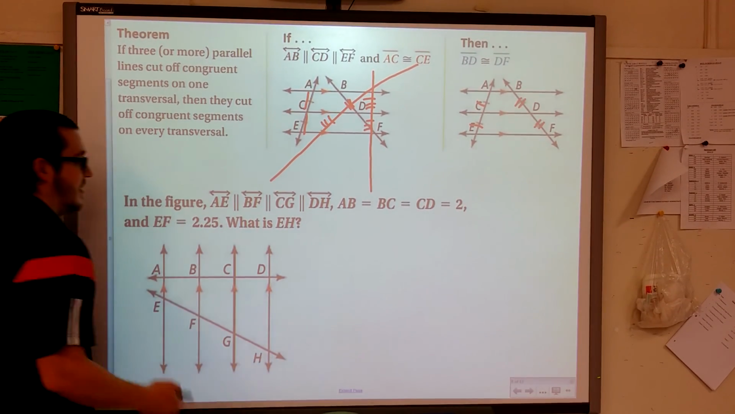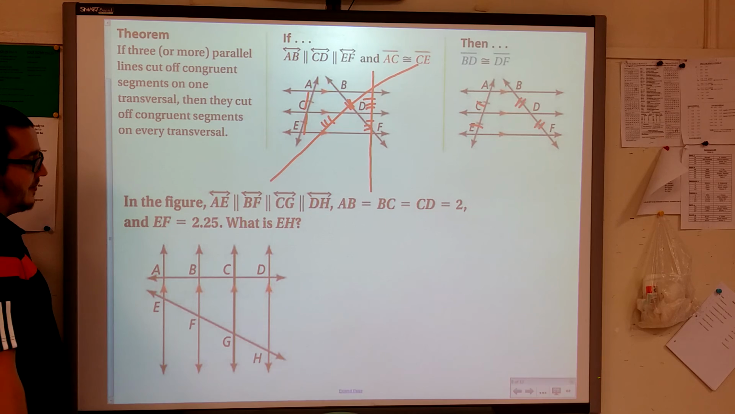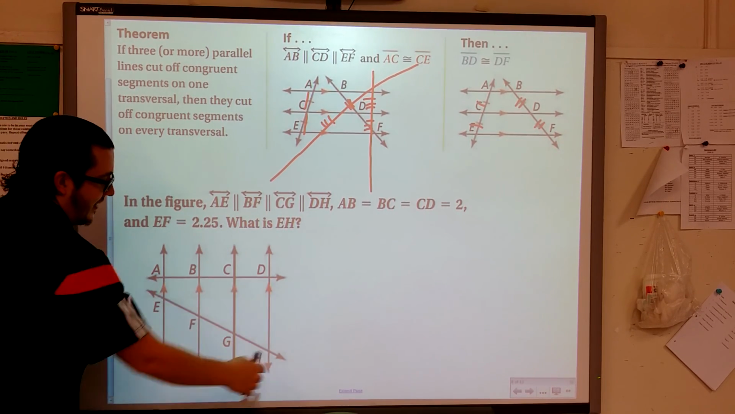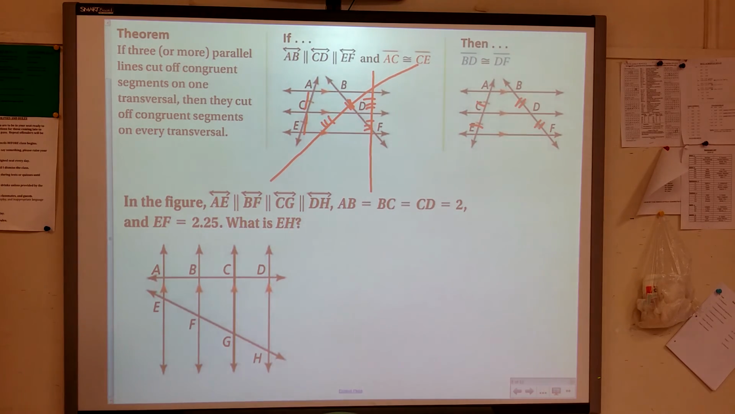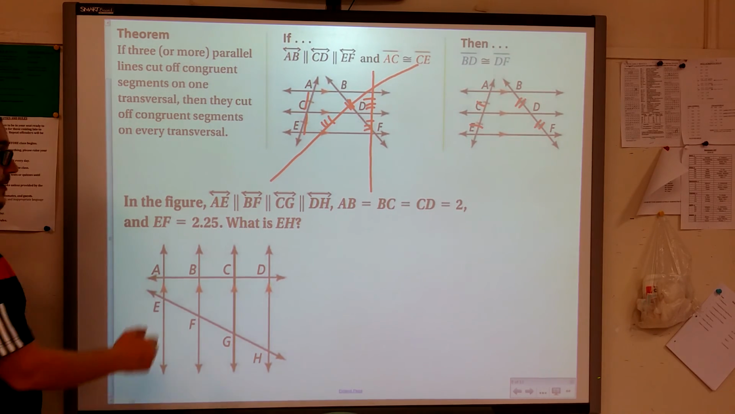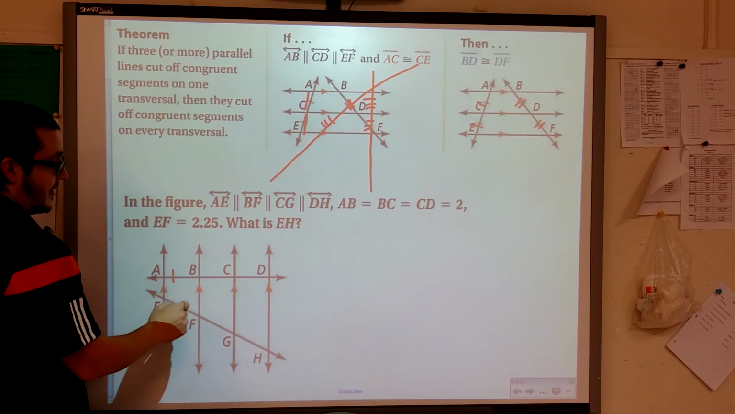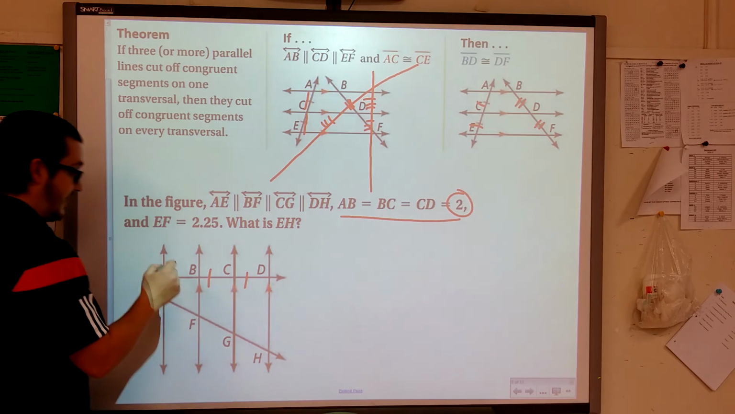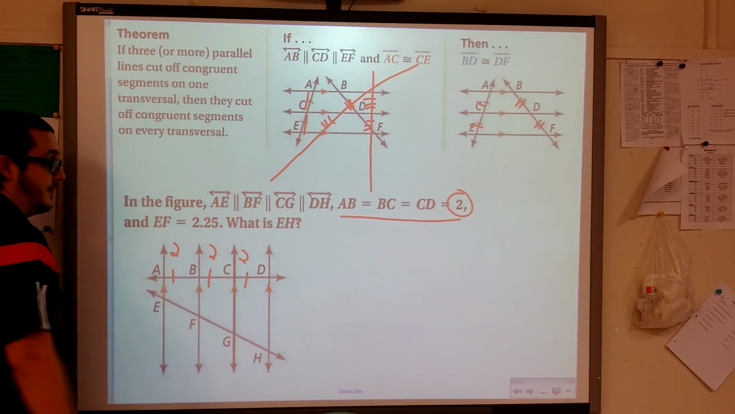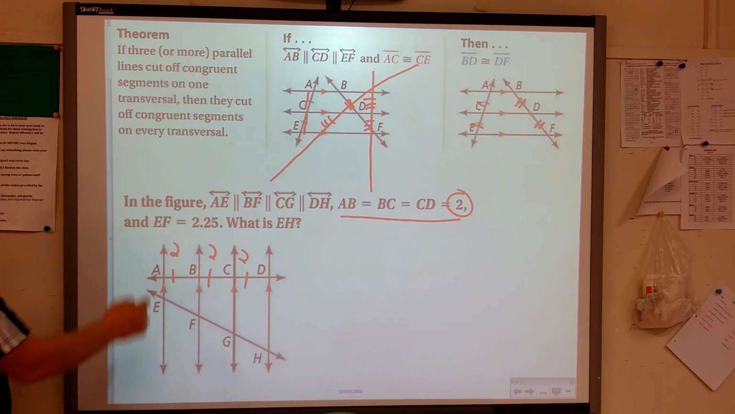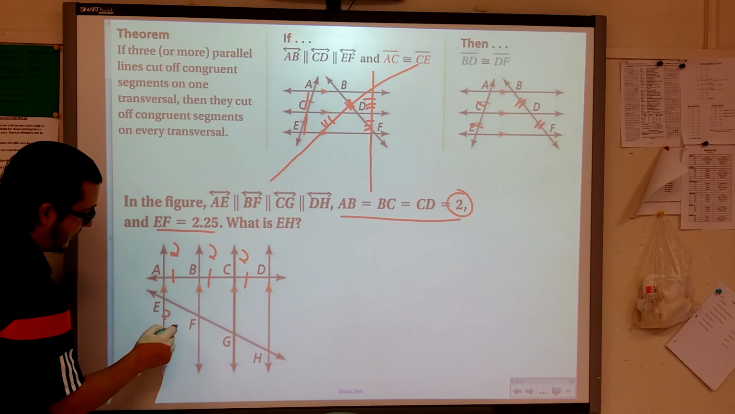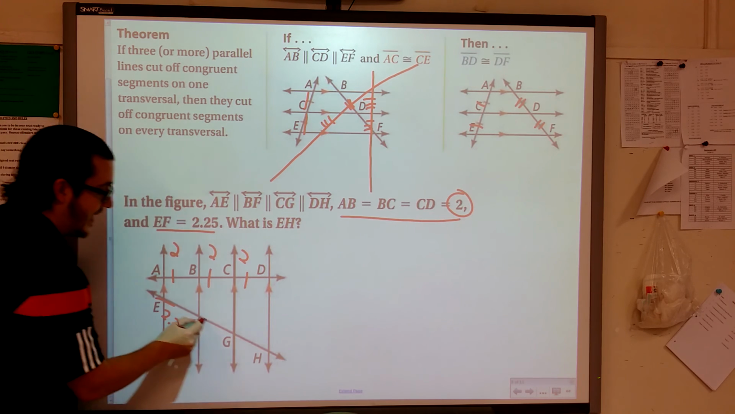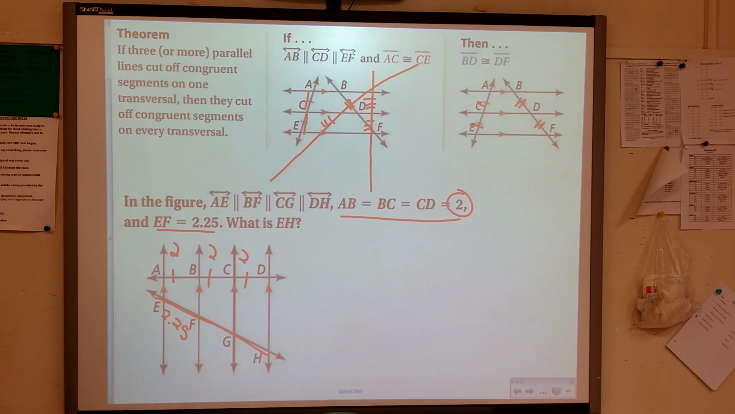Alright. So in the figure here, we have AE parallel to BF, which is parallel to CG, which is parallel to DH. These four lines are all parallel to each other. We know that AB is equal to BC, which is equal to CD. And that's all equal to 2, which means this is 2, this is 2, this is 2. We know that EF is 2.25. They want to know what the length of EH is, this whole big dog.